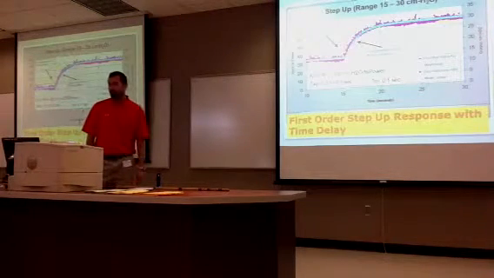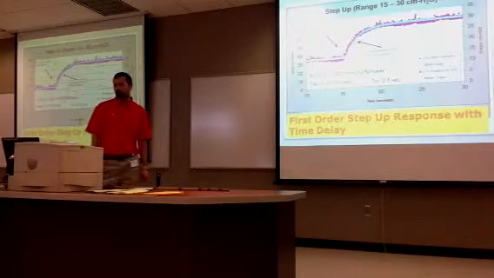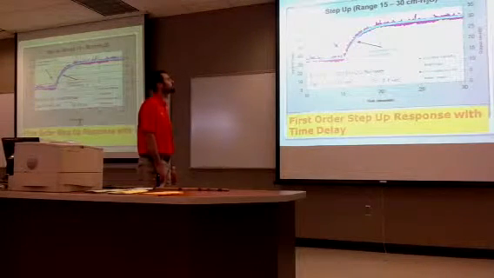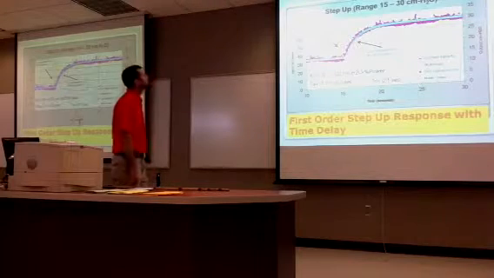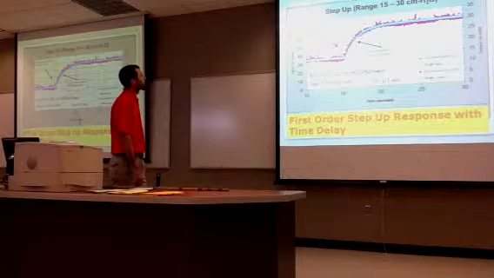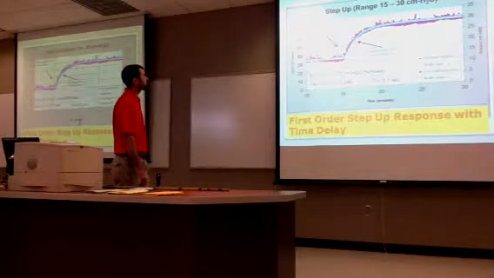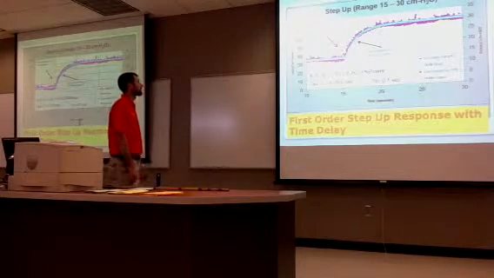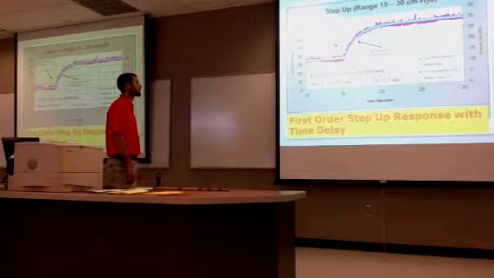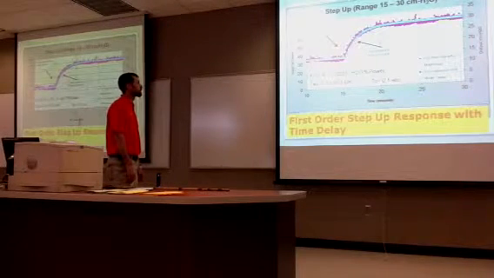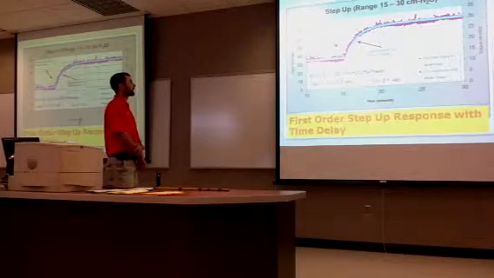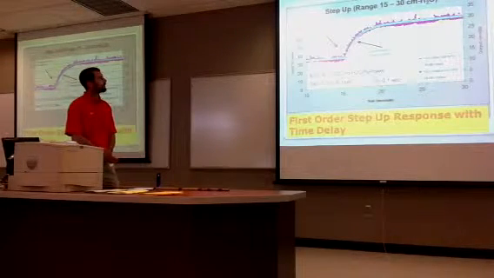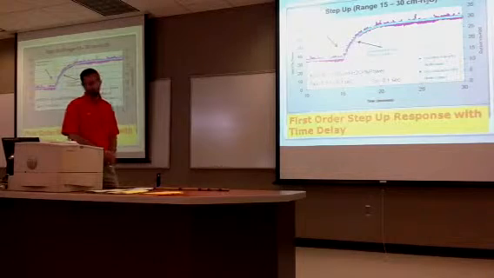With this data, we were able to form a step-up function in the range of 15 to 30 centimeters of H2O. The K value that we ended up with on this range was 0.76 plus or minus 0.02 centimeters of H2O per percent power. The tau ended up being 1.5 plus or minus 0.3 seconds, and T naught was 0.1 seconds.